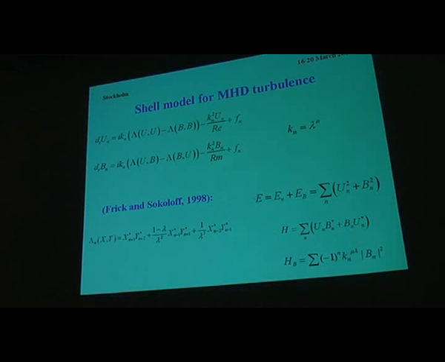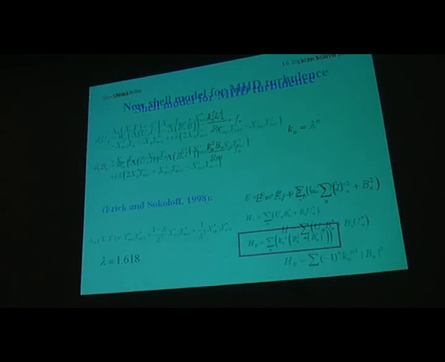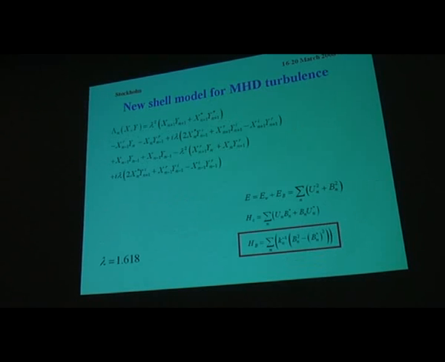This is why we have tried to modify this model, and we have constructed a new model in which the magnetic helicity is presented in this way. The advantage is that the helicity of any sign can be described in each shell. And what about the cross helicity? It's the same in both models.